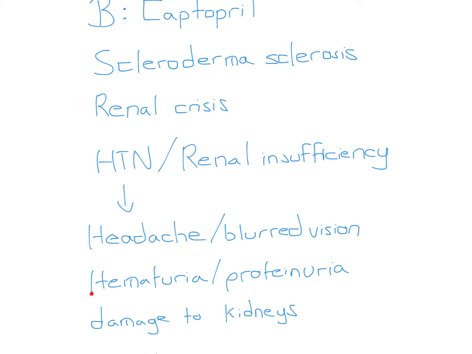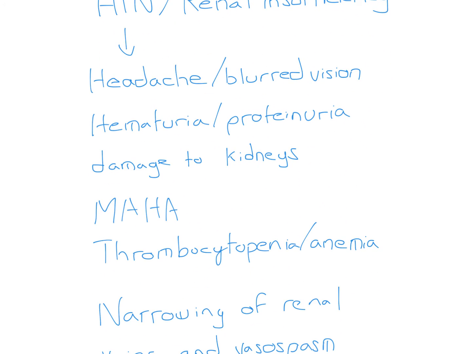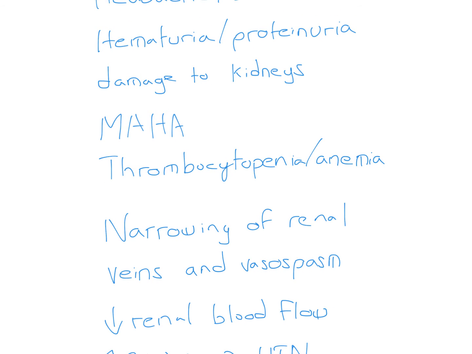And then you're also going to get hematuria and proteinuria because of the damage to the kidneys. We also saw that there was an anemia because the hemoglobin was low, and then there were low platelets, which is the thrombocytopenia. And these both are due to the microangiopathic hemolytic anemia.